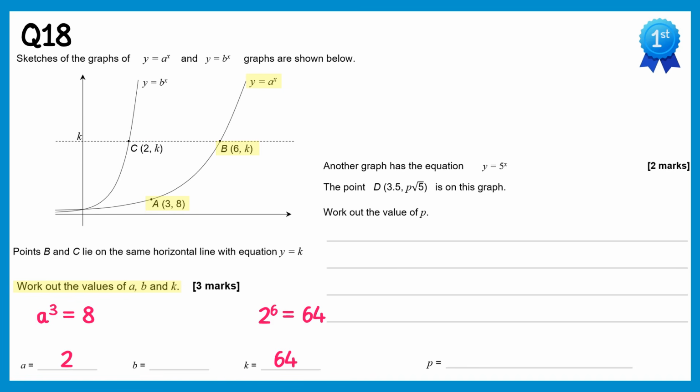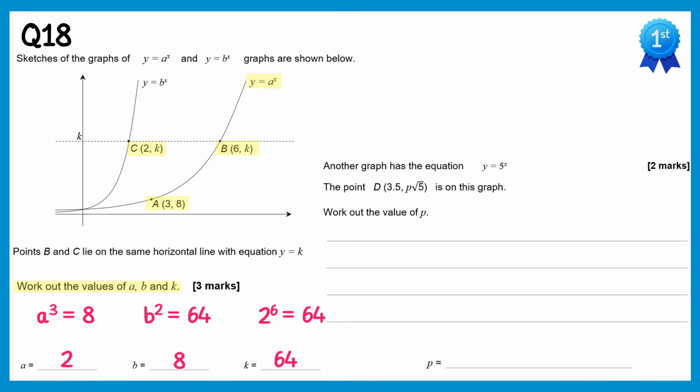Now let's look at the point C, which has coordinates (2, k). But we know that k is equal to 64. This point isn't on the same graph though, it's on a different graph, y equals b to the power x, and we don't know the value of b yet. But much like we did when we found a, we can substitute in the x and y coordinates, so we know x is 2 and y is 64. So we know that b to the power 2, or b squared, must equal 64. If you square root both sides here, you'll find that b equals 8. Now you might be thinking there's another solution here, b equals -8, but due to the shape of the graph, you can tell that b cannot be negative.